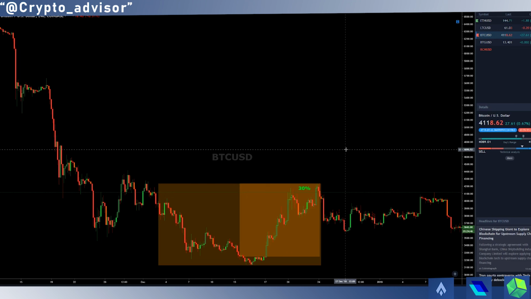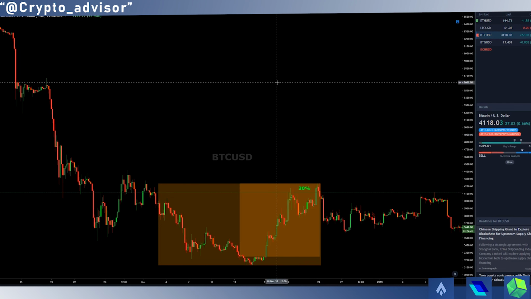So let me know what you guys think. Is Bitcoin really the digital gold? Has this proved that Bitcoin will go up during a recession? Do you think this inverted yield curve means a recession is coming?